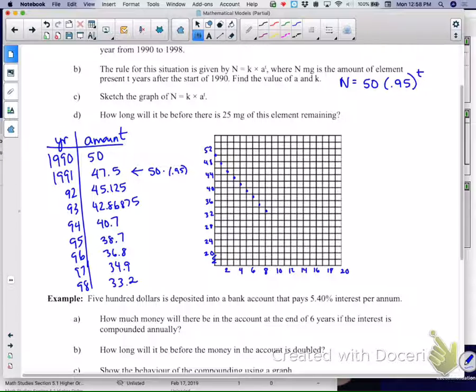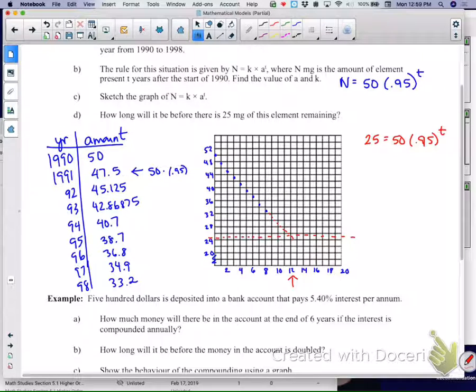Okay, so we're trying to find out when is there going to be 25. So 25 would be right here. If we kind of continue this down, I'm going to say that 12 is a good guess. Now we're going to plug this in and see here. You can actually do this one using the method we talked about earlier. You can do 25 equals 50 times 0.95 to the t power.